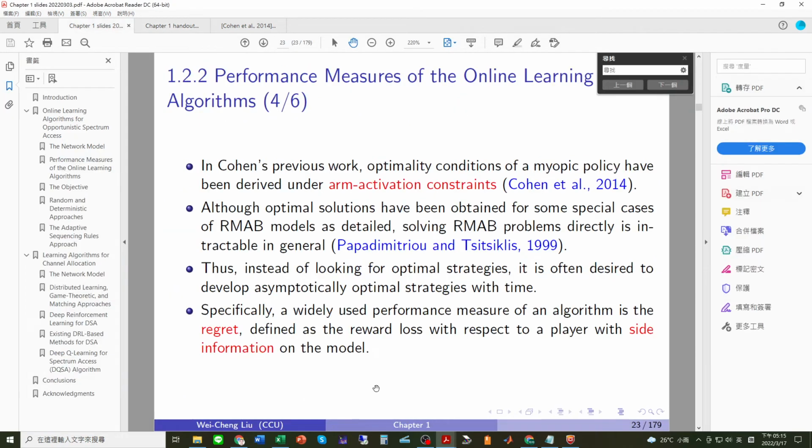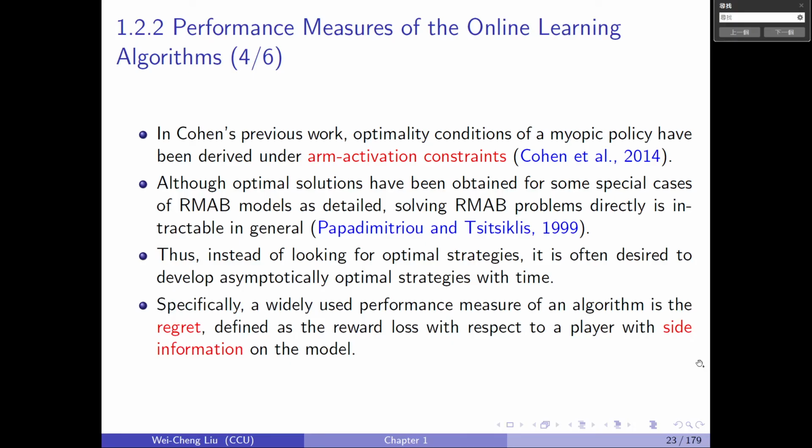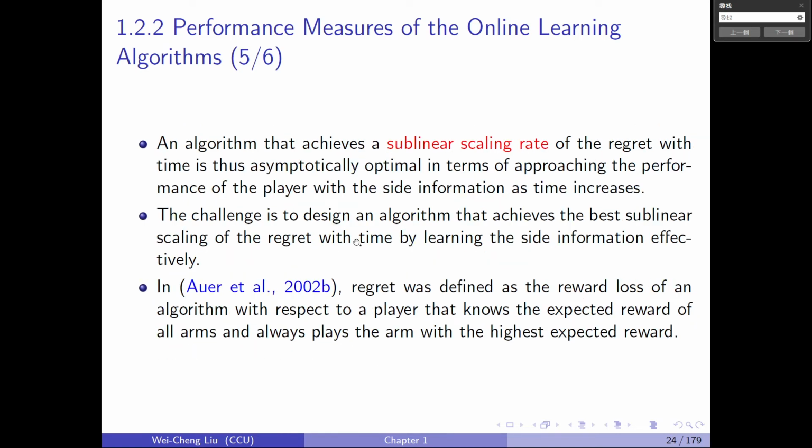Okay, let us go back to the slides. So we cite information on the model. An algorithm that achieves a sublinear scaling rate of the regret. Okay, what is the sublinear scaling rate? It means that the scaling rate is below the linear scaling. For example, let me draw a picture for you.